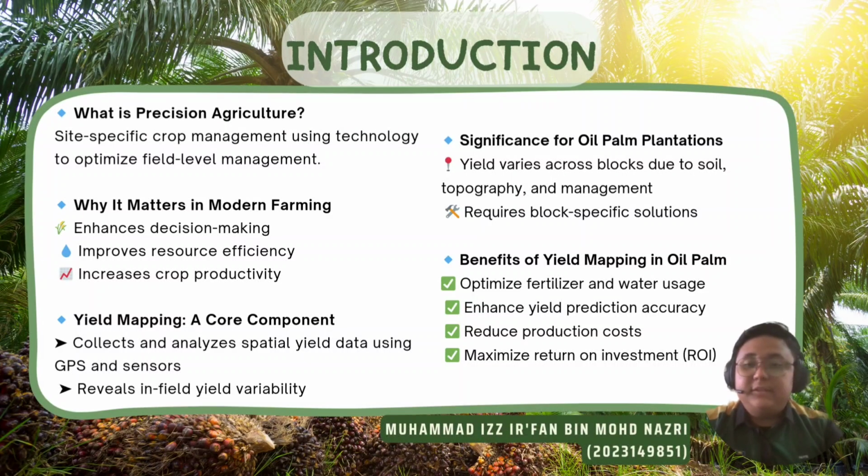Alright, for this introduction part, I will explain about the key concept in modern farming, which is precision agriculture. Precision agriculture is a farming approach that uses technology to manage crop more accurately and efficiently. One of the main tools in precision agriculture is called yield mapping. Yield mapping collects data about crop production across different areas of the plantation using GPS and sensor.